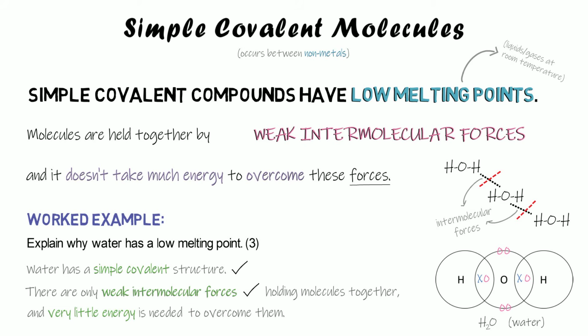So it's the opposite of the ones with high melting points. When the melting point is low, you only need to put a little bit of energy in to melt them. This also explains why the boiling point is quite low.